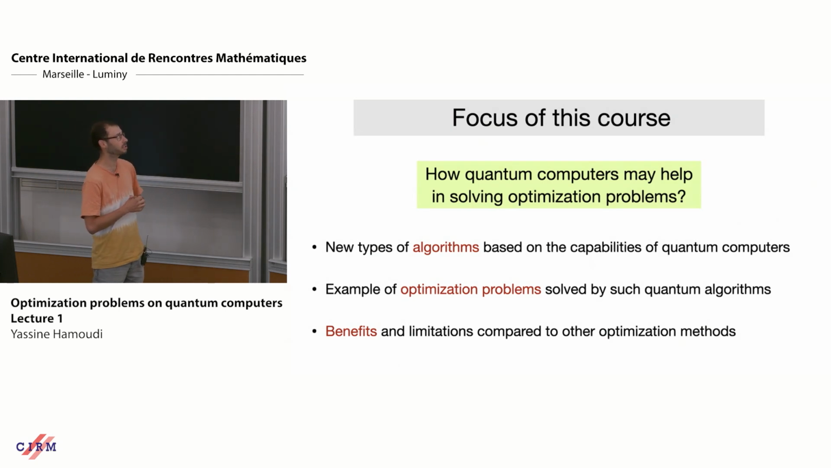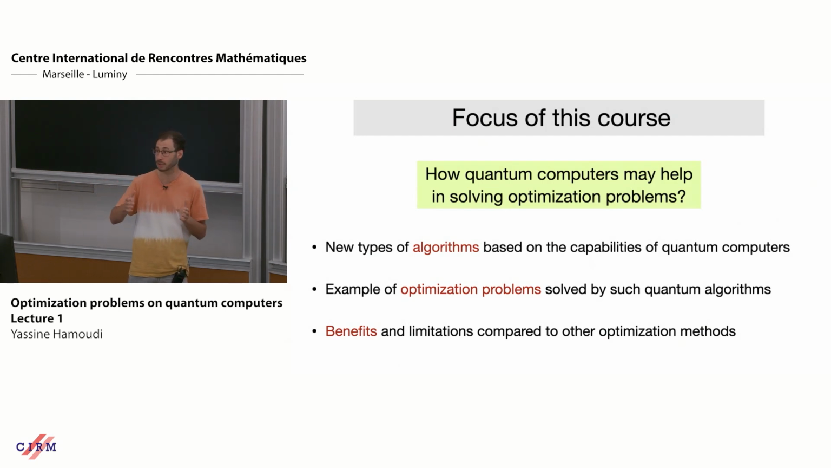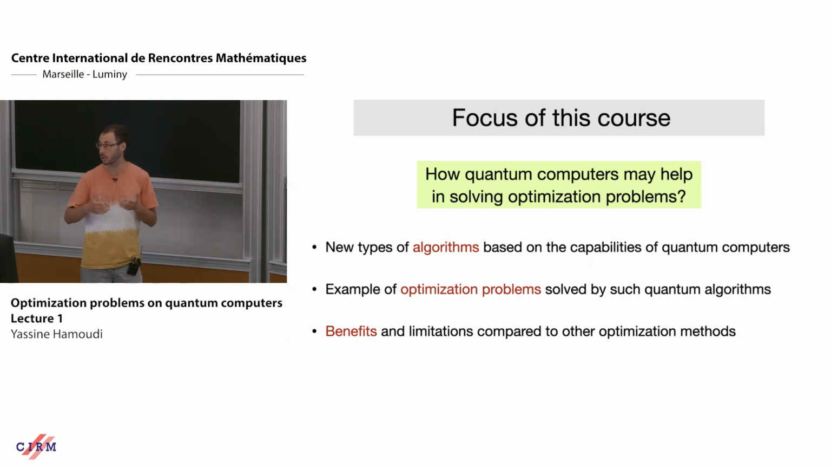Well, the first answer is because there are new types of algorithms which are based on the capabilities of quantum computers. So there are new approaches that you can follow using quantum computing and the laws of quantum mechanics that cannot be done efficiently on a classical computer. And of course, you hope that this new method will be more efficient compared to what is currently known.